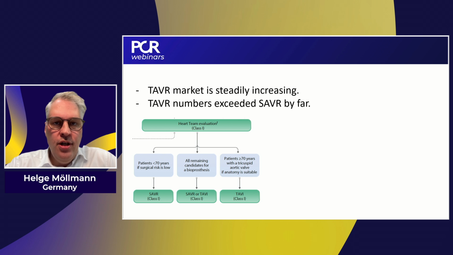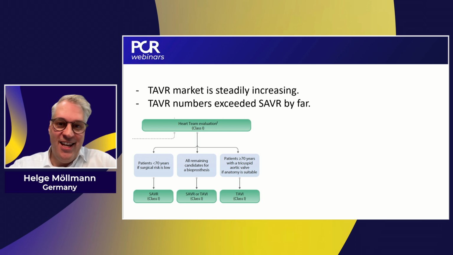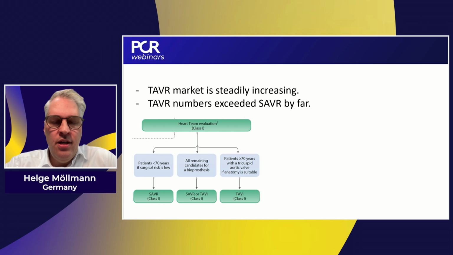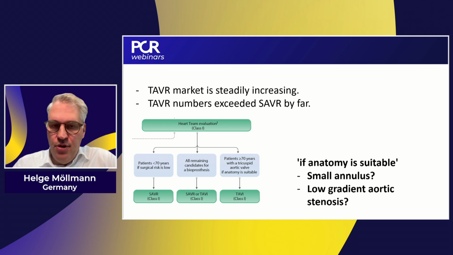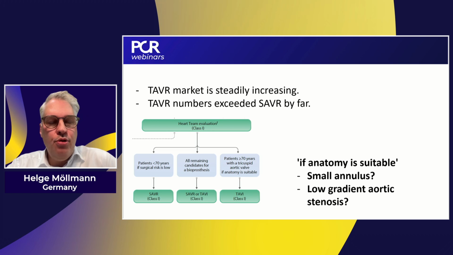As you can see here, TAVI procedures have been awarded a 1A recommendation, and every patient over 70 who is anatomically suitable should be treated with TAVR procedures. And what is this anatomical suitability of these patients? This is especially important in some special subsets, so patients with a small annulus, and perhaps patients with a low gradient aortic stenosis. What we would like to do today is to discuss these issues together.